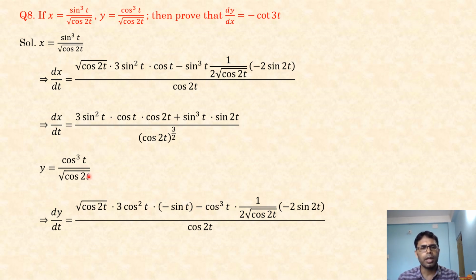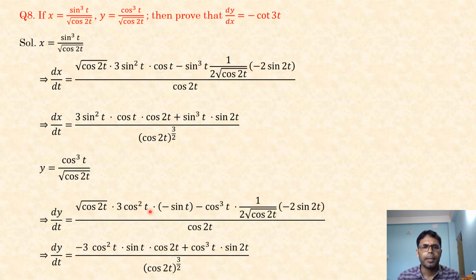Into this denominator, the derivative of the root function is 1 by 2 root over, as it is, into the derivative of cos, which is minus sin 2t, and the derivative of 2t is 2. So let me write once again: minus 2 sin 2t. Similar to the previous case, this 2 cancels and this minus becomes plus. The term in the denominator comes up and its power becomes 3 by 2; the product will be here.